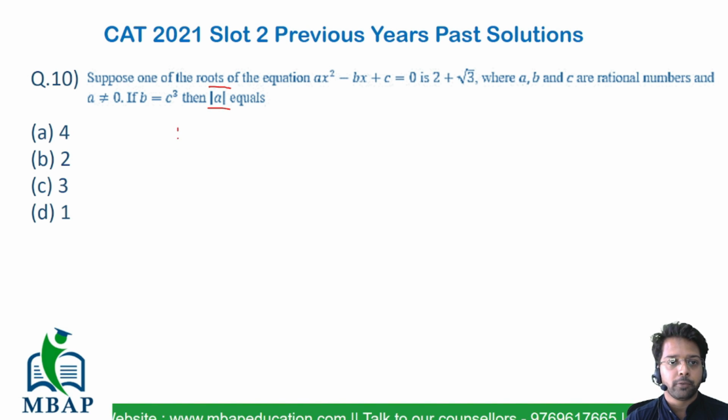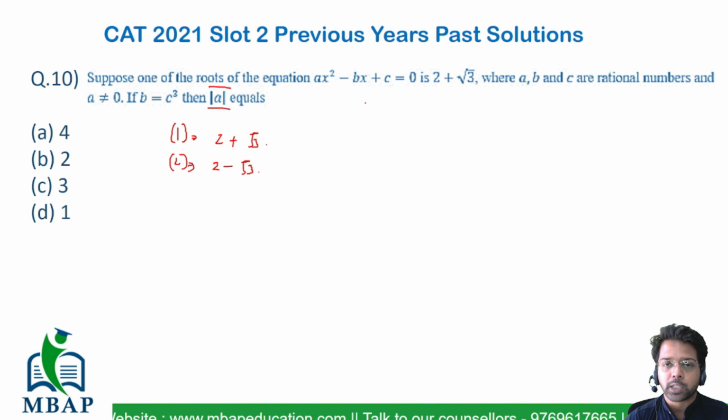Now they are talking about the first root. One of the roots has been given to you as 2 plus root 3. If one of the roots of the equation is 2 plus root 3, the conjugate will also be a root of the same equation. So the second root will be 2 minus root 3. Now they have given you the expression as ax squared minus bx plus c.